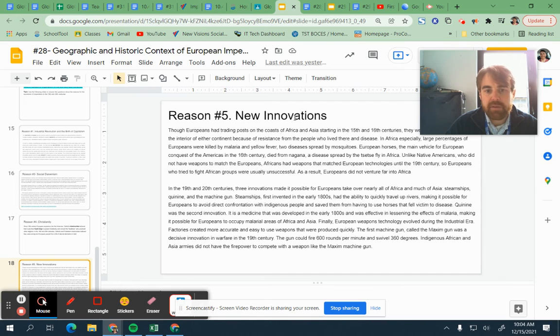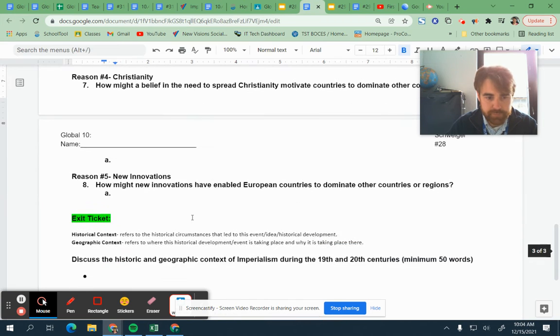And then reason 5 is new innovations. The first paragraph explains why Europeans couldn't do this for a long period of time. And then the second paragraph says, hey, there are new inventions and new innovations that are going to allow Europeans to take over all these places around the world. So this is a key part of why this was possible in this period, and why they couldn't do it in other periods of time.